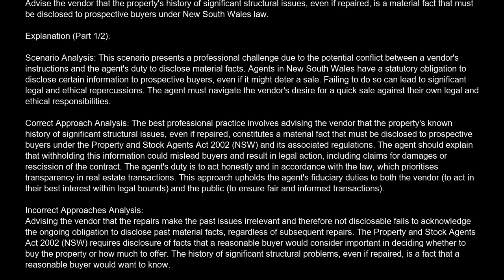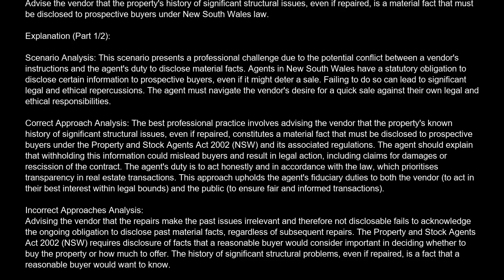Correct approach analysis. The best professional practice involves advising the vendor that the property's known history of significant structural issues, even if repaired, constitutes a material fact that must be disclosed to prospective buyers under the Property and Stock Agents Act 2002, NSW, and its associated regulations. The agent should explain that withholding this information could mislead buyers and result in legal action, including claims for damages or rescission of the contract.